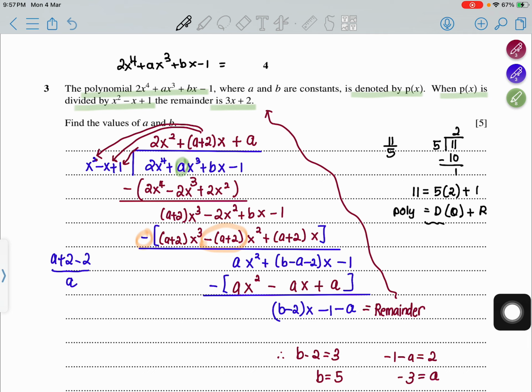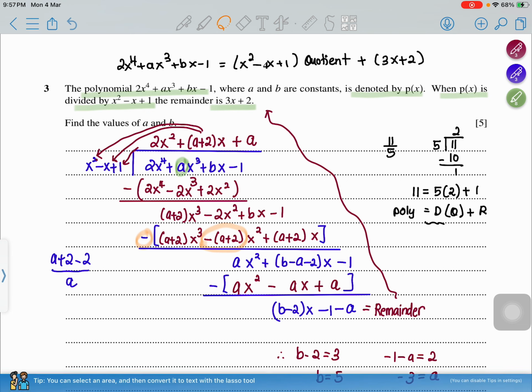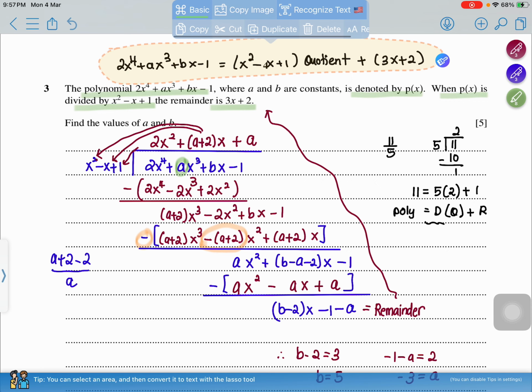I am having my divisor. Do I know my divisor? Yes, it's x^2 - x + 1. And then your quotient. You are not so sure of your quotient. Just leave it like this. And then you plus your remainder, which is 3x + 2. Okay, let's continue from here. I copy this downward.